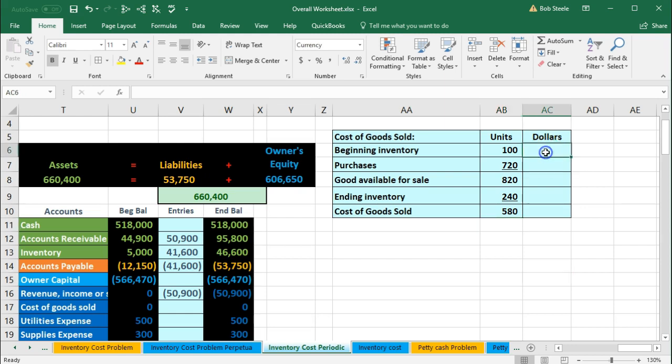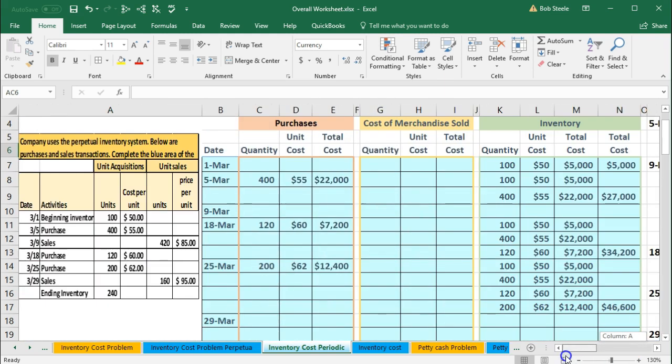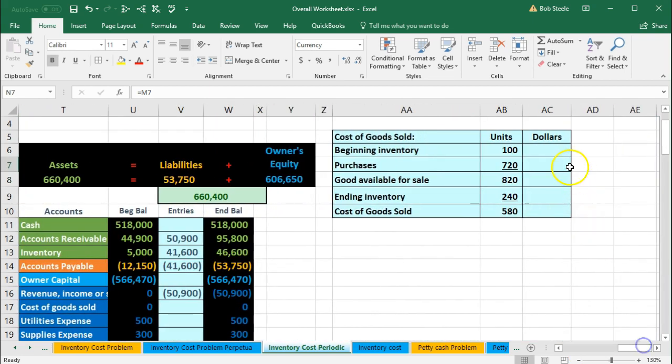So we'll now do the same thing in terms of dollars. The starting point will be pretty much the same. If we scroll back over here, we had 100 units at $50 or $5,000 worth of inventory. So if we scroll back over, our beginning inventory then was $5,000. So in AC6, we're going to say $5,000. And then we had purchases here.